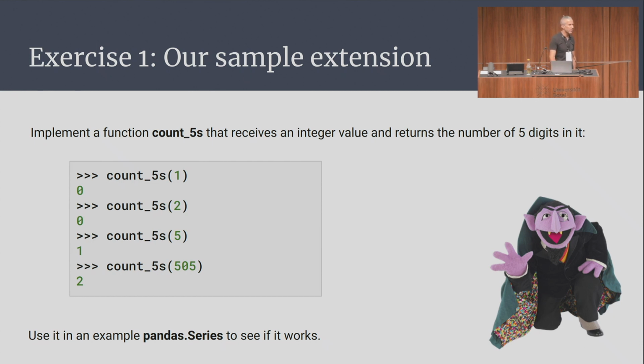This is just to get a bit of context. The idea here is that we want to implement a function that pandas doesn't natively implement: count the number of fives in a number.